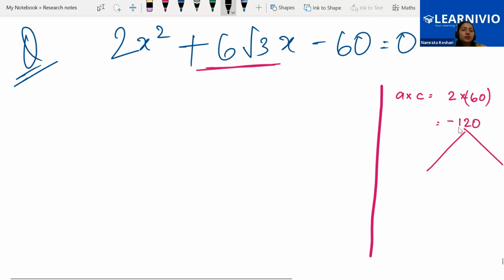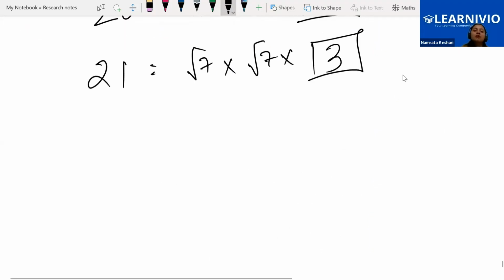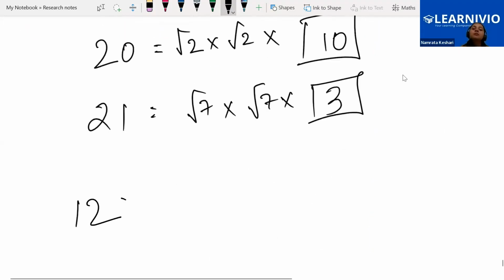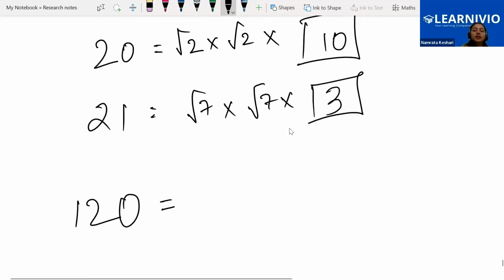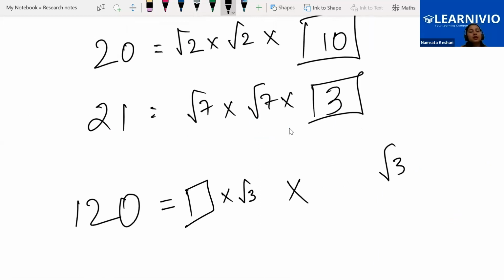Minus 120, minus sign, keep it aside for a while. 120 we will try breaking like this so that both the terms must be having root 3 and root 3. We are trying to break in two parts. Both parts must be having root 3 and root 3. Okay, so something into root 3 into something into root 3 has to be 120.